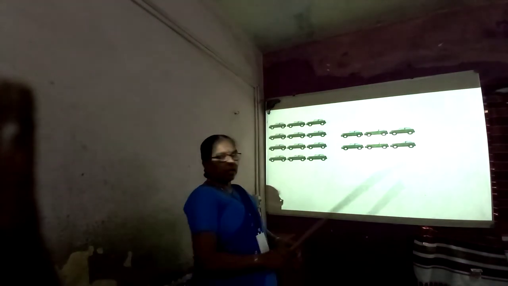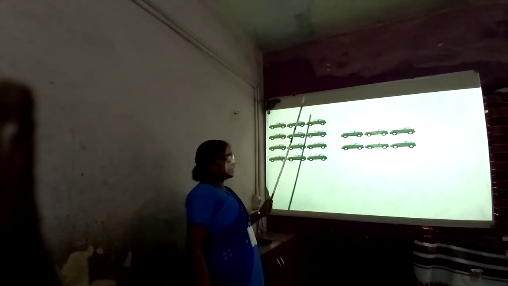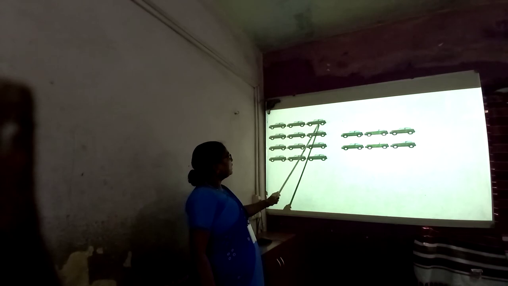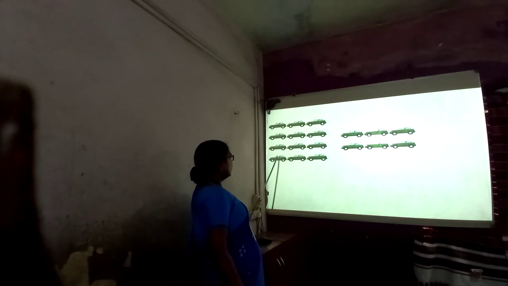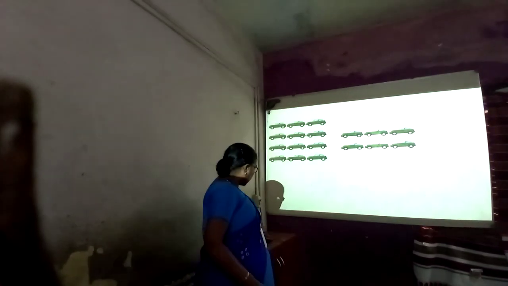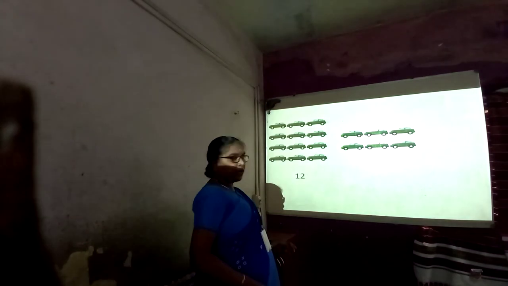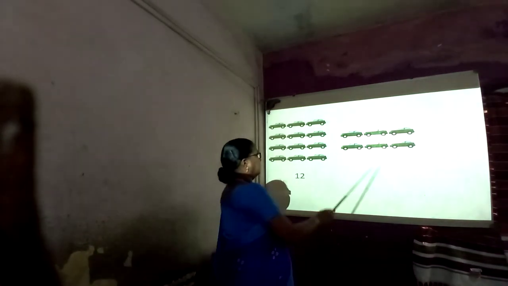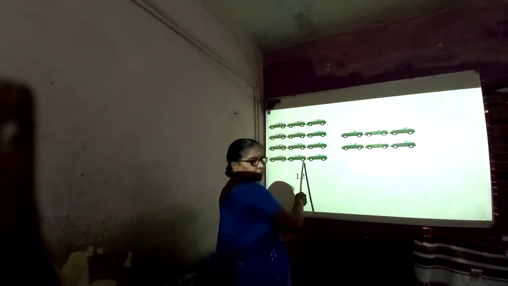Now let's see another example. Here what is given? Cars are there. Let's count how many cars are here. 1, 2, 3, 4, 5, 6, 7, 8, 9, 10, 11, 12. In this group we have 12 cars. Now what we are going to do is, we are going to add these cars to this group of cars.